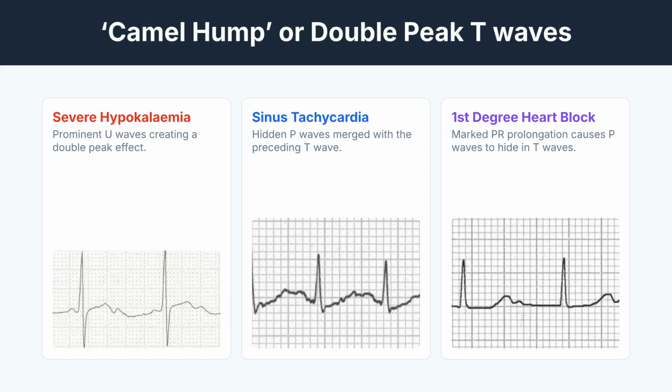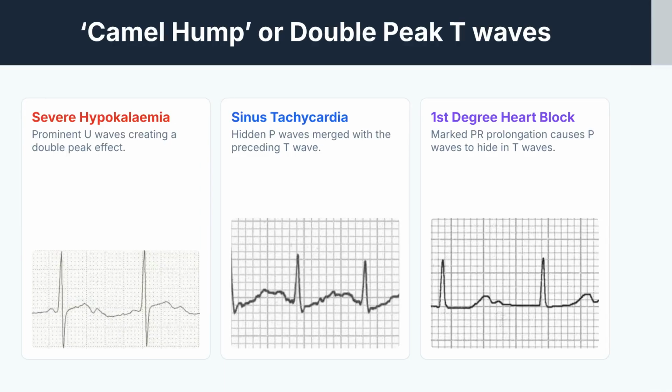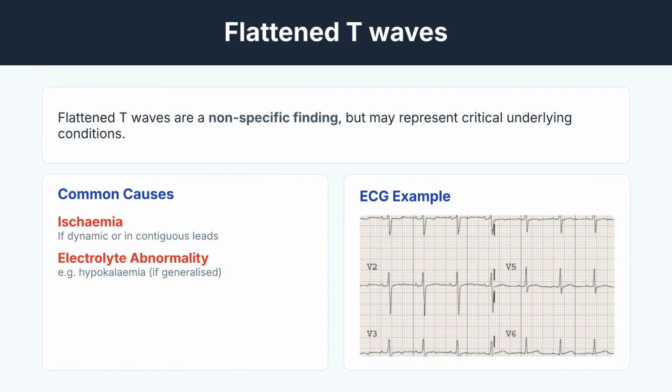The camel hump or double peak T-wave can be caused by severe hypokalemia, where prominent U-waves create a double peak effect, or by sinus tachycardia, where P-waves hide within the T-wave. Flattened T-waves are a non-specific finding, but may indicate ischemia, especially if dynamic, or electrolyte abnormalities like hypokalemia if generalized.